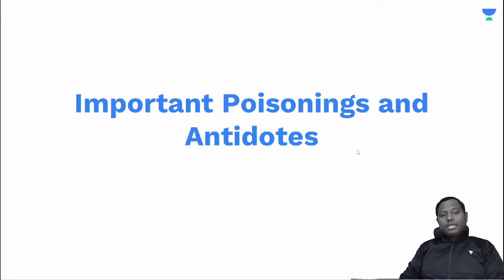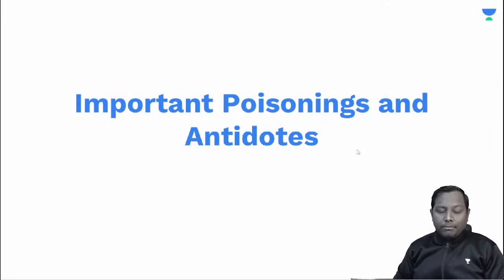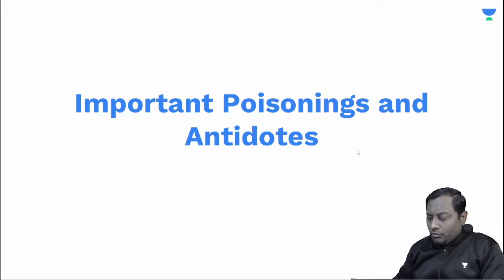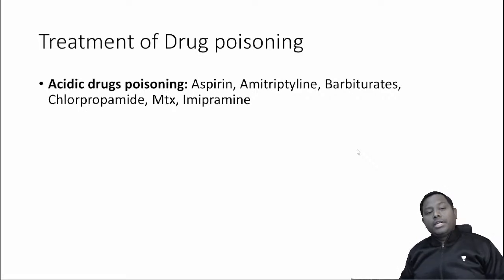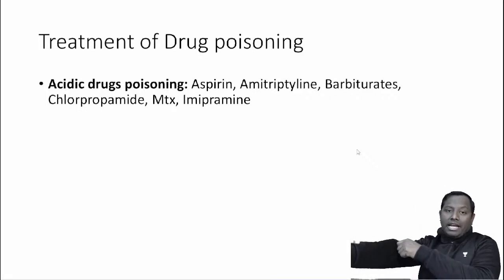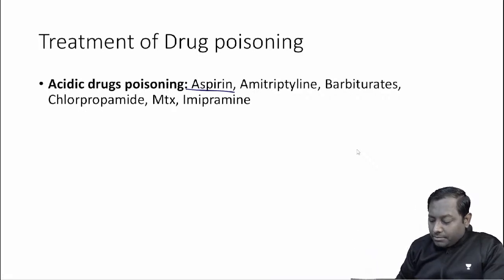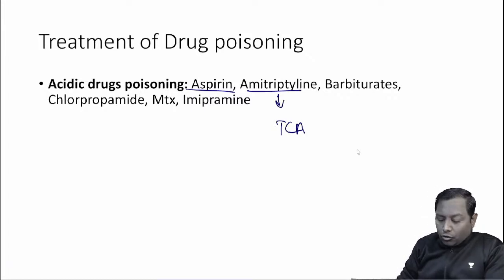All right, so the first topic that I'll be discussing will be the poisonings and antidotes, the important poisonings and antidotes in pharmacology which have also been asked in previous examinations. Looking at past scenarios, I'll ask the first two questions. One will be what will be the treatment of poisoning in the given scenario. The examiner can give you drugs like aspirin, amitriptyline, which is one of the tricyclic antidepressants, barbiturates, chlorpropamide, methotrexate, imipramine.